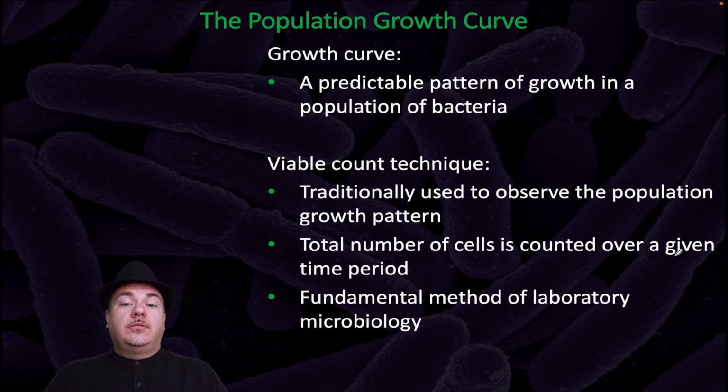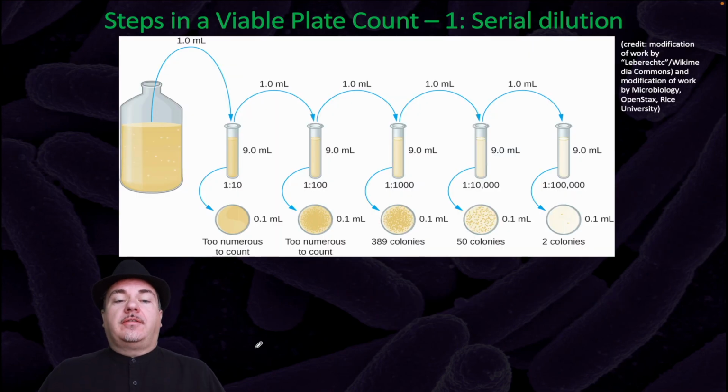So how do we know the population growth of bacteria? Well, we count them. The viable count technique is traditionally used to observe the population growth pattern. The total number of cells is counted over a given time period, and it's a fundamental method of laboratory microbiology. Okay, so how do we perform a viable cell count in a laboratory setting?